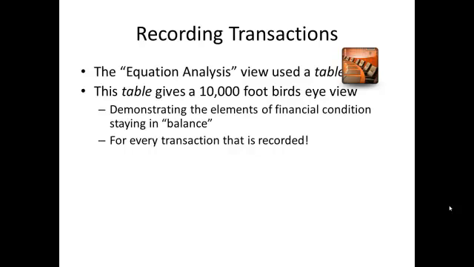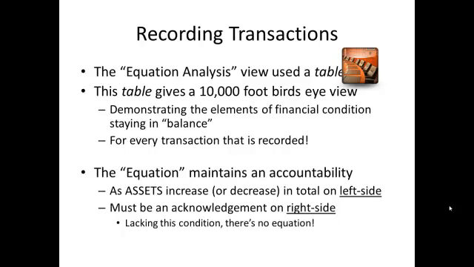The equation analysis view used a table. This table gives us a 10,000-foot bird's eye view, if you will, demonstrating the elements of financial condition staying in balance for every transaction that's recorded. The equation maintains an accountability. As assets increase on the left, there must be an acknowledgement on the right-hand side. Lacking this balanced condition, there's no equation.